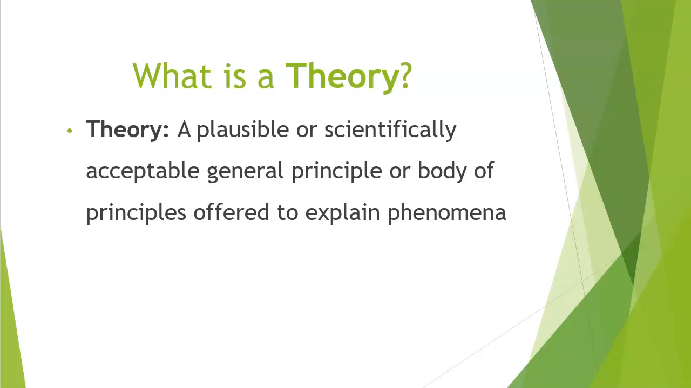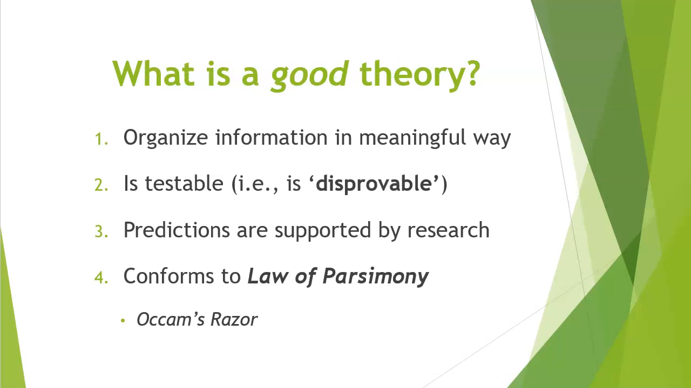So now, what makes a good theory? Because obviously there's some bad theories, and then there's good theories. A good theory needs to organize information in a meaningful way. A good theory also needs to be testable. In other words, it's disprovable. If you keep testing it, there's always a possibility that you could prove it wrong. That's not to say that it is wrong, but it means that you can still test it.